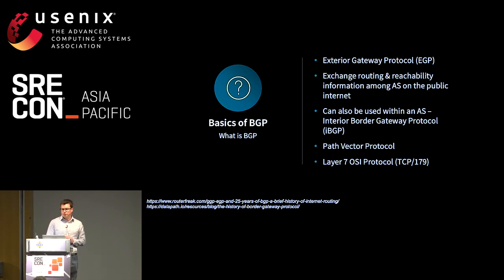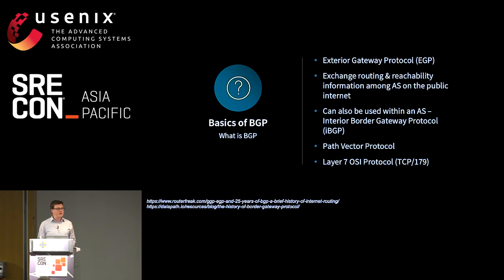So BGP exchanges routing and reachability information about ASs, or autonomous systems, and I'll explain them in a second, and the public internet. BGP can also be used to connect peers within an AS, and can be also used as an interior gateway protocol. So if you look at the networks for many of the hyperscalers, they're using BGP within their networks to do routing and discovery. And this is very common also among service providers and ISPs.